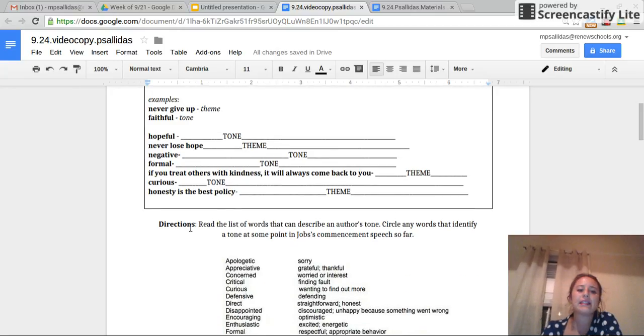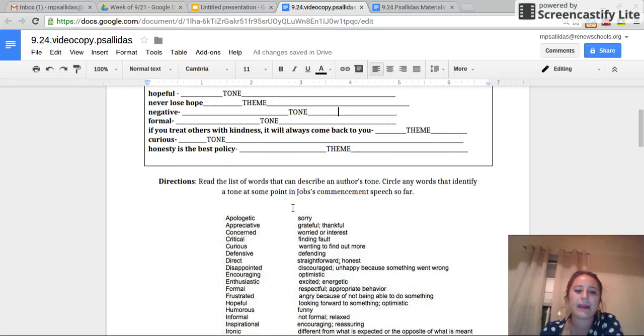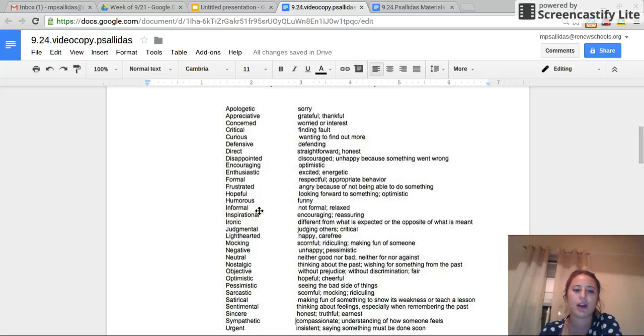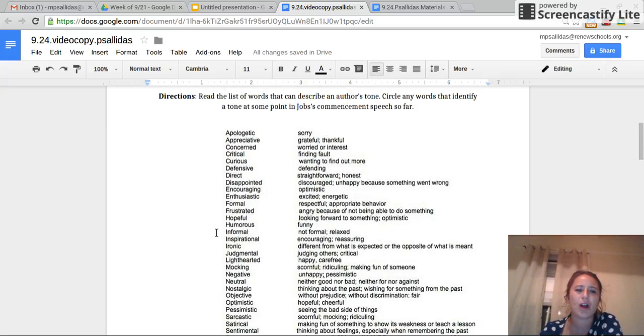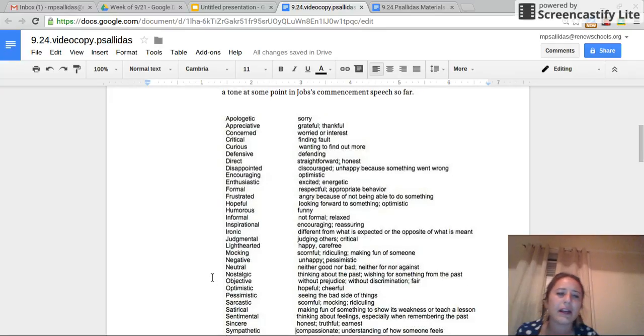Directions. Read the list of words below that can describe an author's tone. Circle any words that identify a tone at some point in Jobs' commencement speech so far. So these words here to the left are just examples of tones that an author can have in their text. If I'm an author, I'm sitting down, and when I write, I should be saying, all right, how do I want my reader to feel when they're reading this? And then I'm going to create a tone pretty intentionally.